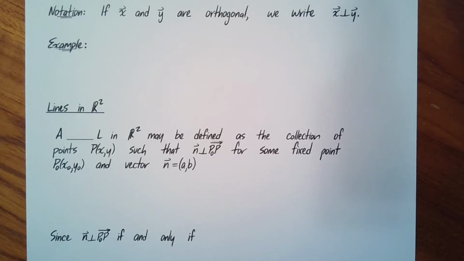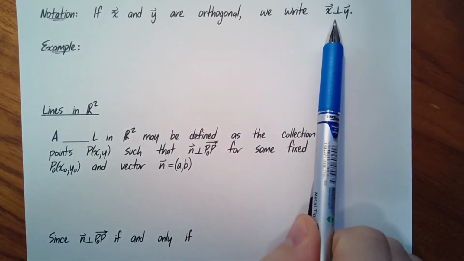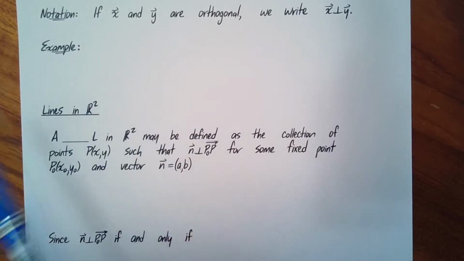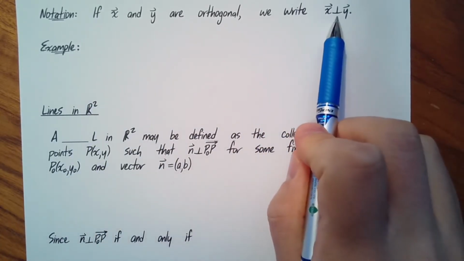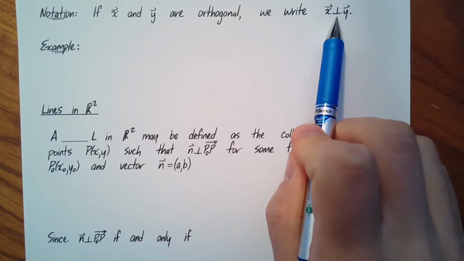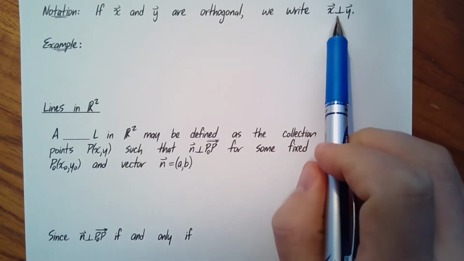So just like when we defined what it means for two vectors to be parallel, we have a notation that we can use to concisely say that two vectors are orthogonal. If I want to say that two vectors x and y are orthogonal, I'll just write x and y with an upside down capital T in between them, so to speak. That's kind of what this symbol looks like.